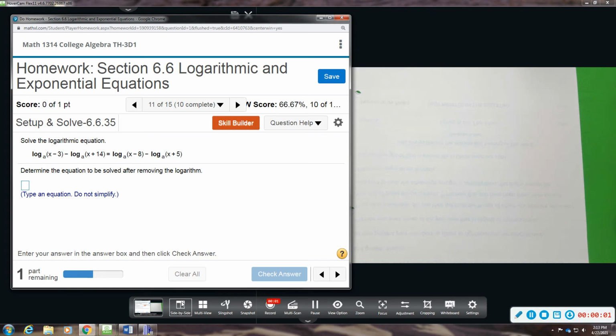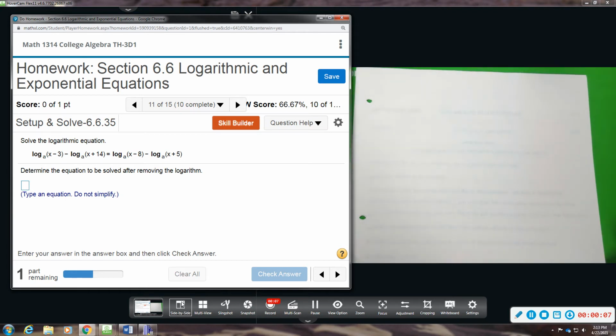All right, number 11, we want to determine the equation to be solved after we rewrite it without logs, and then we're going to solve the problem. Okay, so notice that all of these have log base A. So we're going to use the property here that says same base subtraction. We're going to write it as division. So I'm going to do that first.